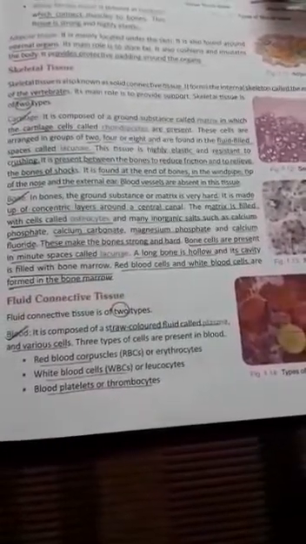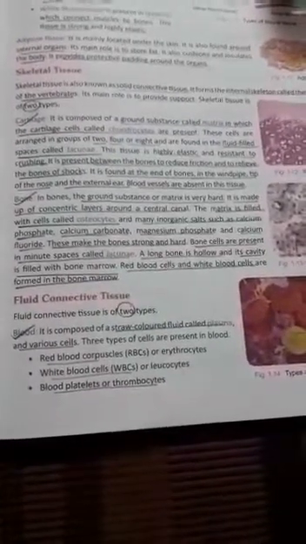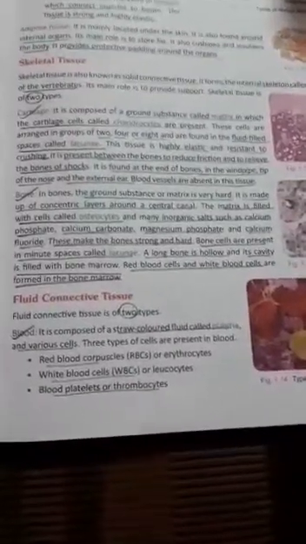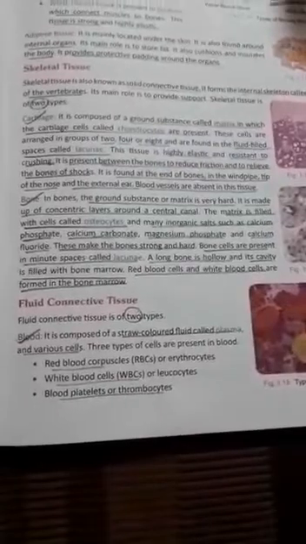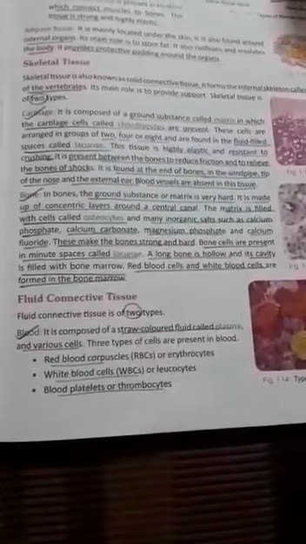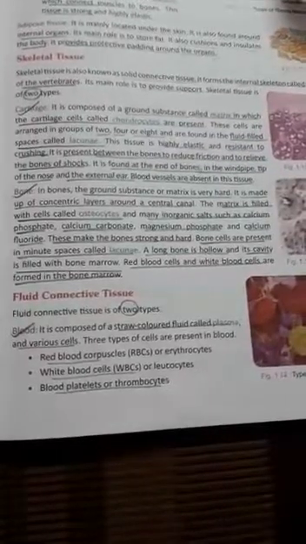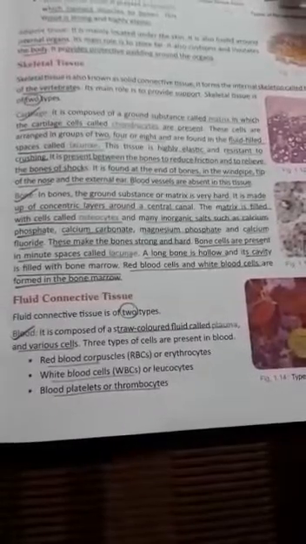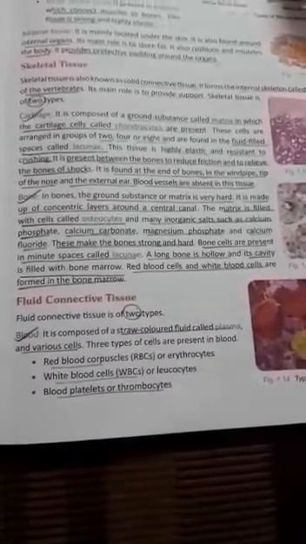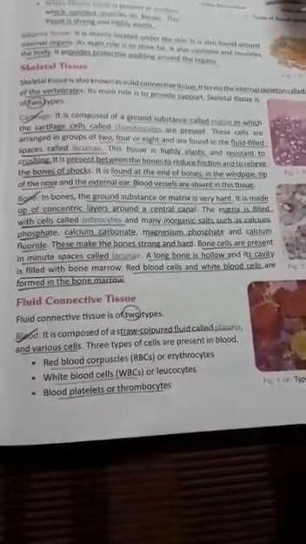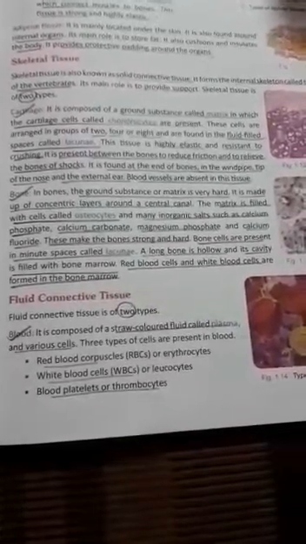Now coming to the next type of tissue, that is fluid connective tissue. Again it is divided into two types, that is blood and lymph. First, blood. Blood, you know, is a red colored fluid which contains plasma and various cells. Plasma is the fluid part of the blood and it consists of various cells, that is RBC, WBC and blood platelets flowing in the plasma.